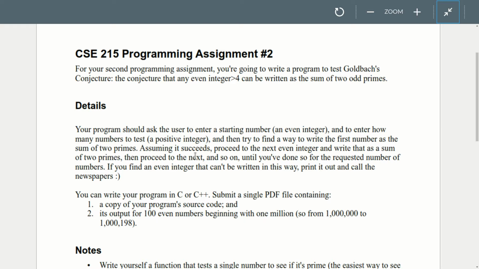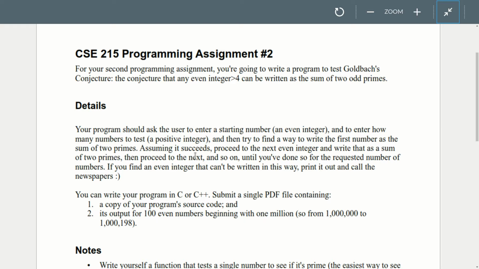Okay, so your PDF has 2 sections to it. One is the C code or the C++ code that you wrote, and then the output of running this on 100 numbers starting from 1,000,000. So it should be 1,000,000 equals this plus that, 1,000,002 equals this plus that, up through 1,198 equals prime plus prime. Put that all in the PDF, throw it up to Canvas. Is that clear what you're after here?